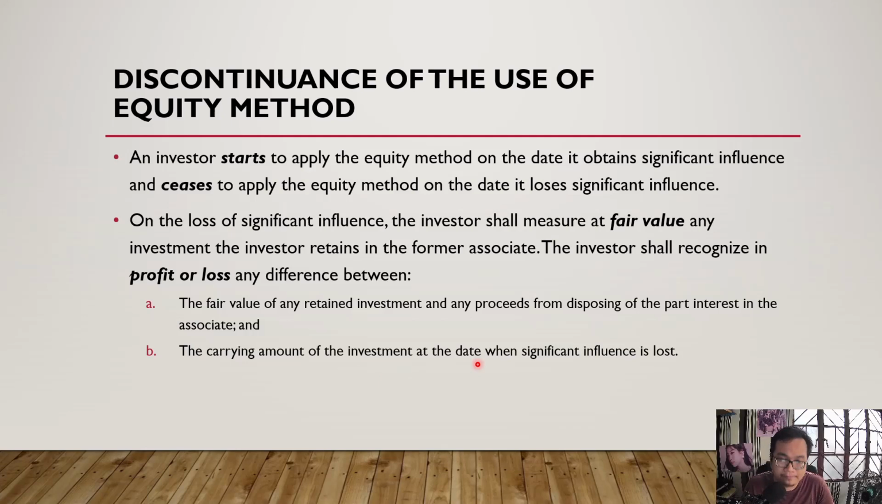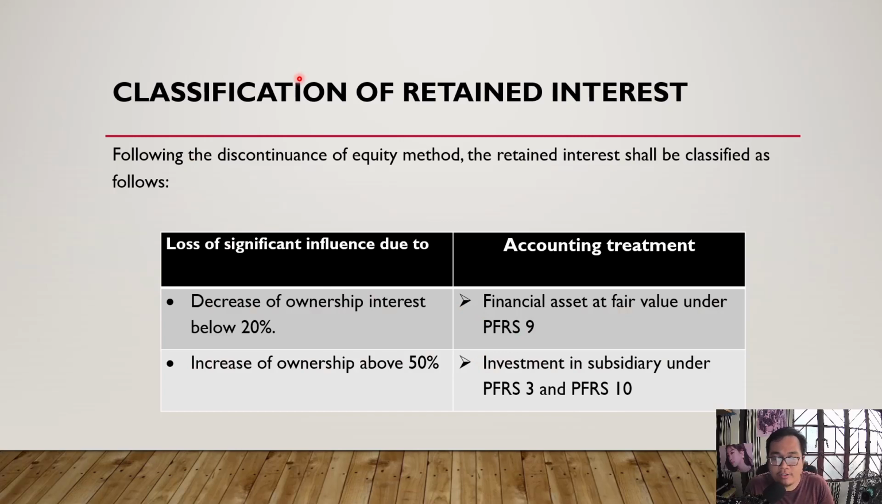Siyempre, classification of retained interest. Following the discontinuance of equity method, the retained interest shall be classified as follows. Ganito ang interpretation ng concept diyan. Let's say for example, meron kang 25% interest with voting power, so may significant influence ka over kay entity. Ngayon nagkaroon ng changes, either binawasan mo yung ownership interest mo or dinagdagan, which qualified it to magkaroon ng change sa accounting standard na ginagamit. Anong mangyayari?